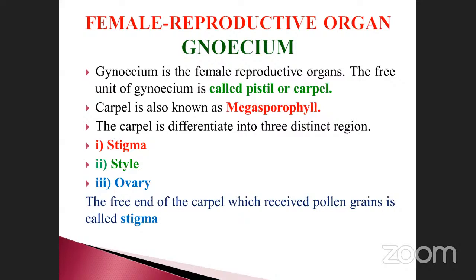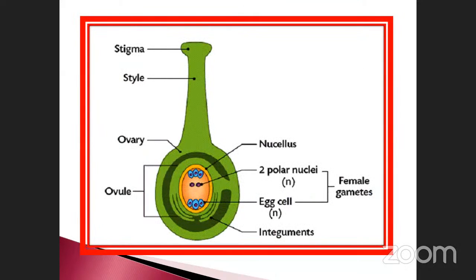Carpel is also known as megasporophyll because the size is very large. Hence it is called megasporophyll. The carpel contains how many things? There are 3 distinct regions: one is called the stigma, then style, and the third one is called the ovary. These are the 3 things mostly present in the megasporophyll. The free end of the carpel which receives pollen grains is called the stigma. Okay, see the diagram. This is the stigma. This is the receiving point for the male nucleus.